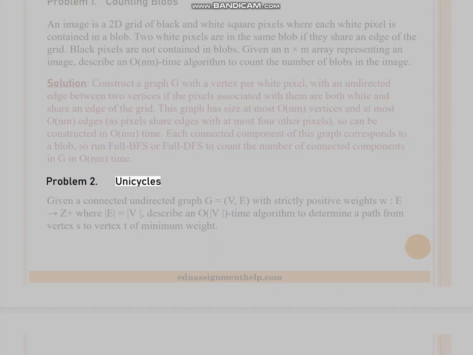Problem 2. Unicycles. Given a connected undirected graph G = (V, E) with strictly positive weights w, where |E| = |V|, describe an O(|V|) time algorithm to determine a path from vertex S to vertex T of minimum weight.